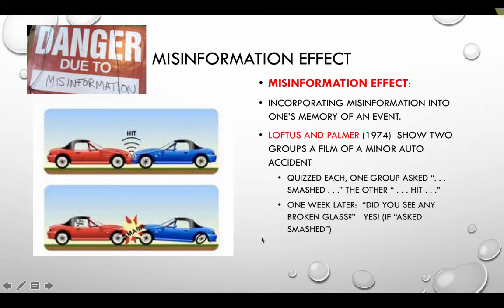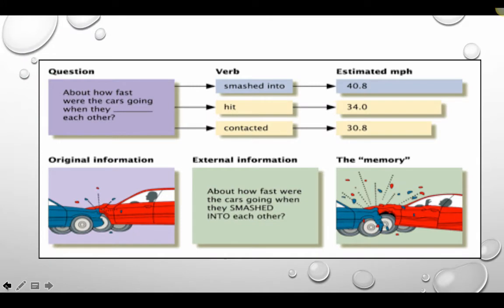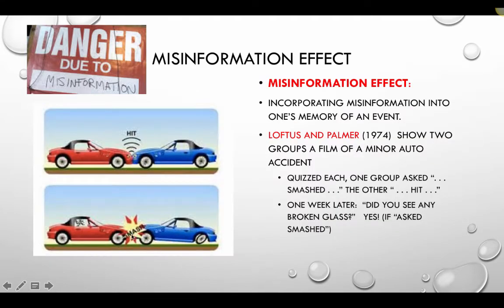Now, a week later, everybody was brought in one at a time. Of course, they weren't in the groups. They were asked one at a time, we forgot to say, did you see any broken glass? Well, the interesting thing was that the group that was asked the question, how fast were the cars going when they smashed each other, and I remember that question was post-video witness, most of those people said yes, that they had seen broken glass, even though no broken glass occurred.